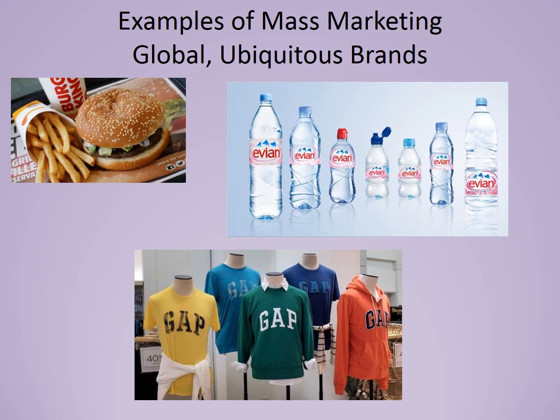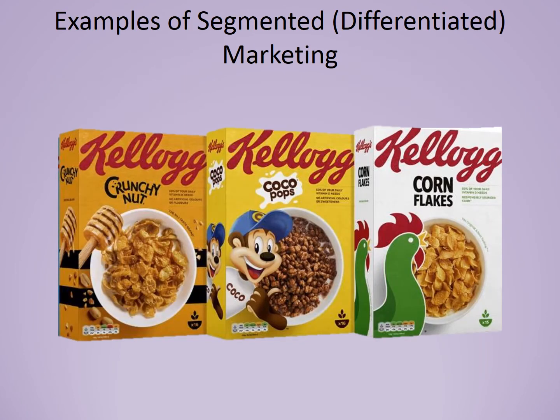Gap clothing, similar thing again. They are looking at specific types of clothing. They're just mass producing it, and then people are just coming along and buying it. They're not looking for anything bespoke.